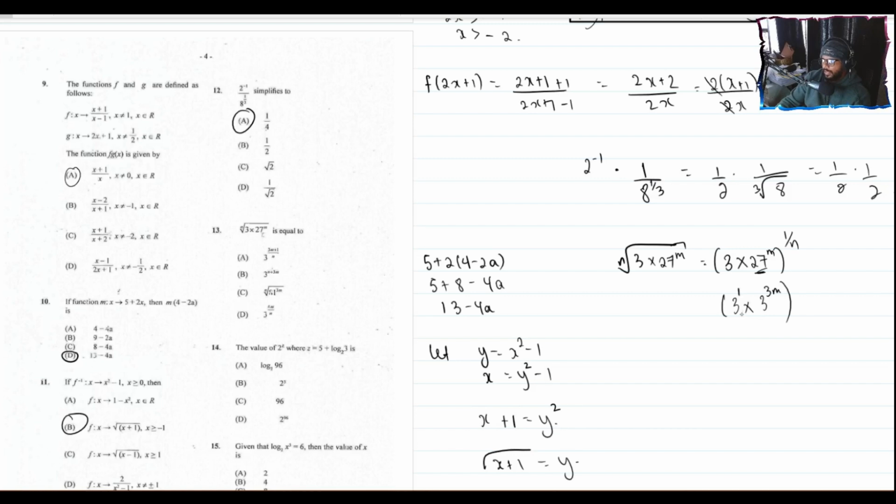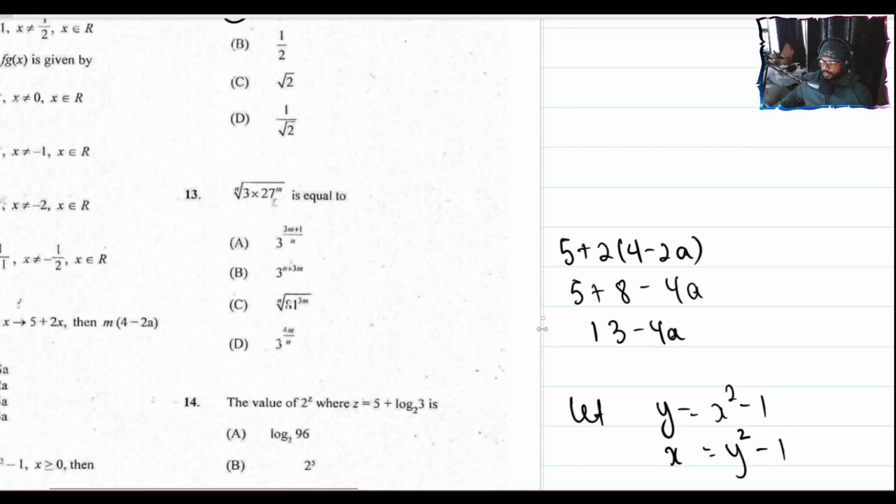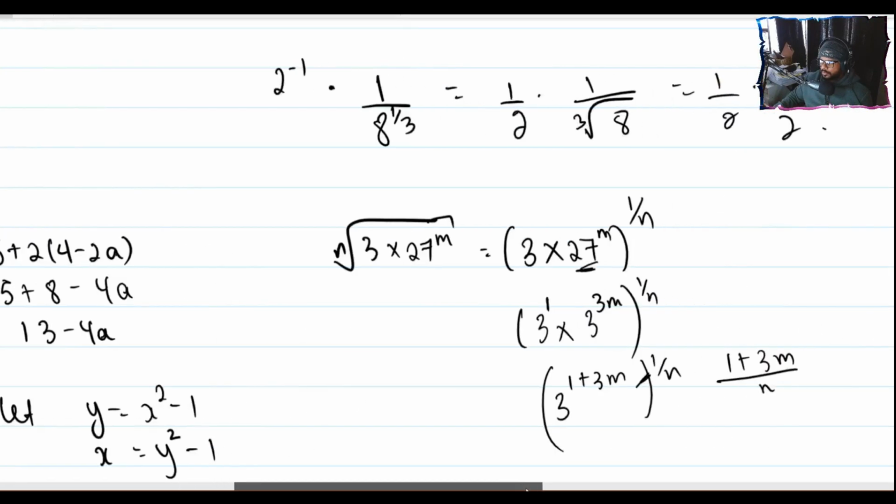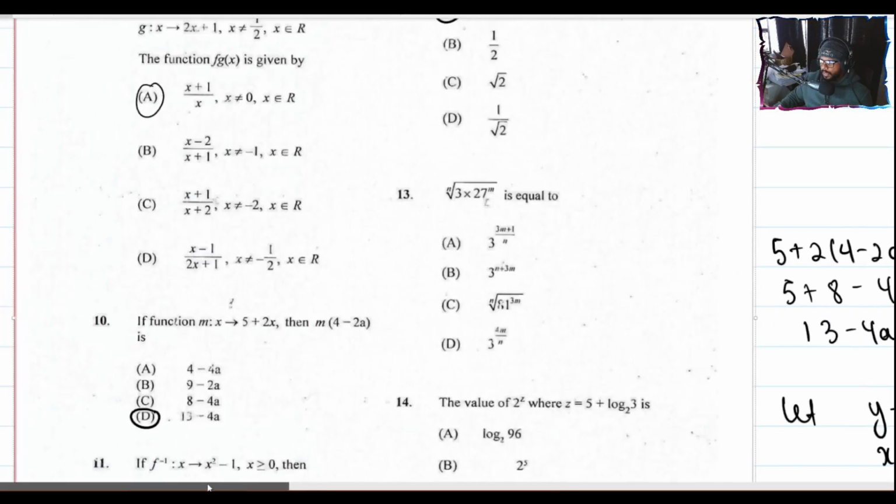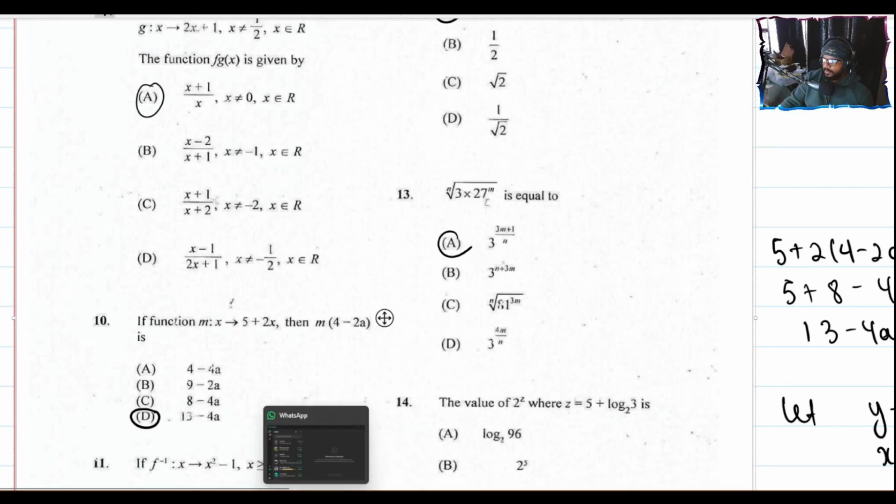Then I have an addition of two powers with the same base here, 1 plus 3m. And all of this was raised to the power 1/n. And I have to multiply the powers here again, so I'll get 1 plus 3m all over n to give me my power. So I'll just zoom in a bit here. I'm looking for 1 plus 3m all over n, which is the same thing as 3m plus 1 all over n.